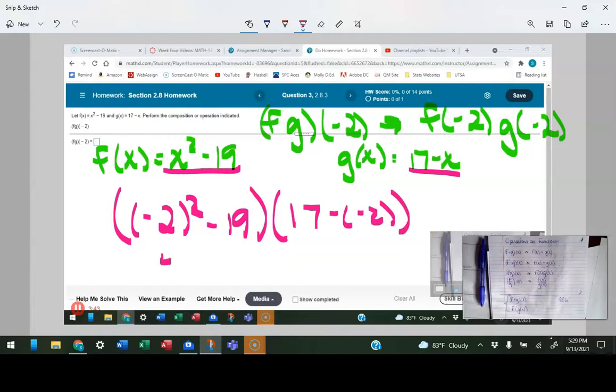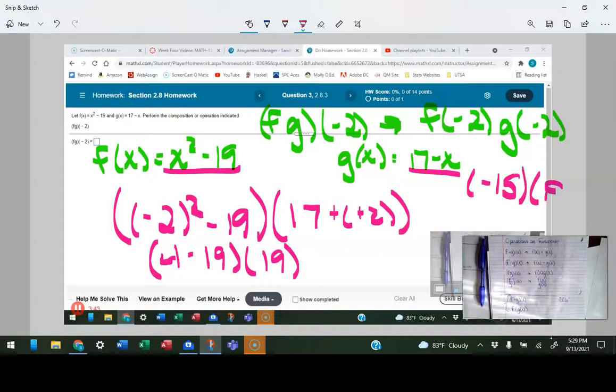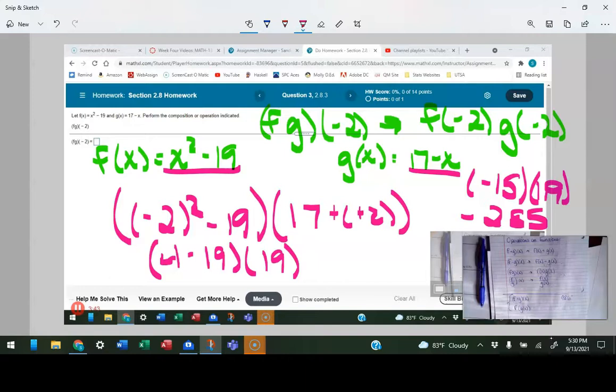So negative 2 squared is 4 minus 19. And then I'm going to take that as 17 plus 2 is 19. So 4 minus 19 is a negative 15 times 19. Well, 15 times 20 is 300, and that's one too many. So I don't even know. I believe that that's a negative 285. Might be wrong, but whatever. So 15, hang on, I better do it. 15 times 19 is, 15 times negative 19. Ooh, look, it is negative 285.